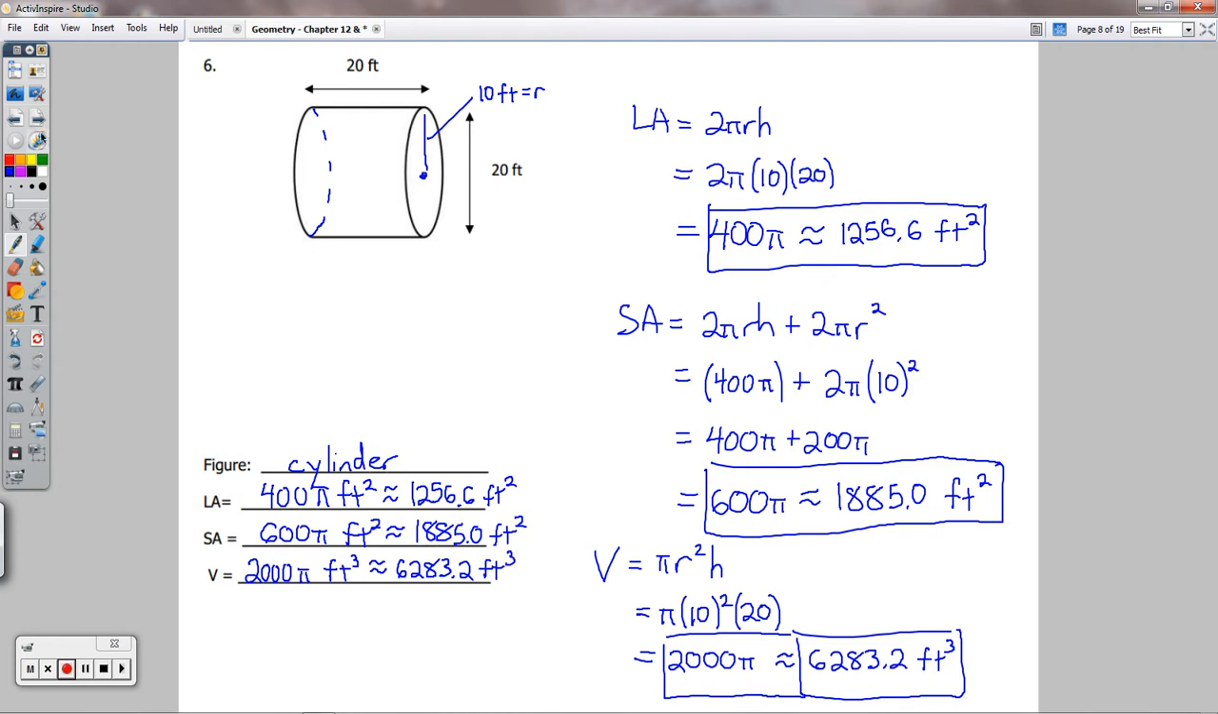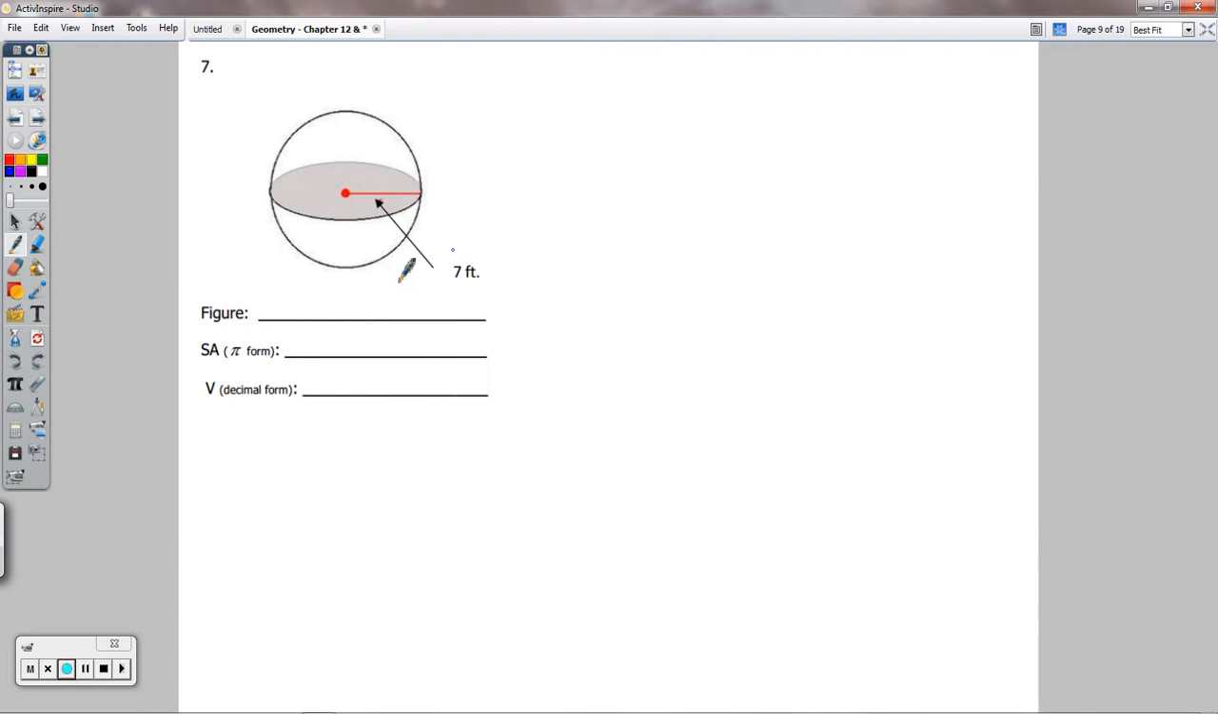Number 7. We have a sphere now. What is the figure? This is a sphere. And then this one specifically saying in pi form, and then this one specifically in decimal form. So the volume and surface area of a sphere.